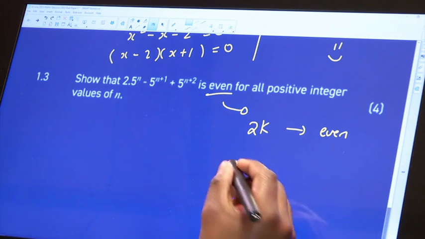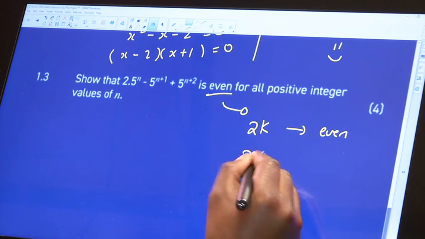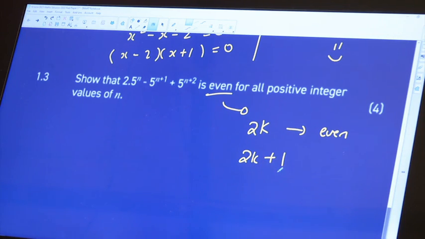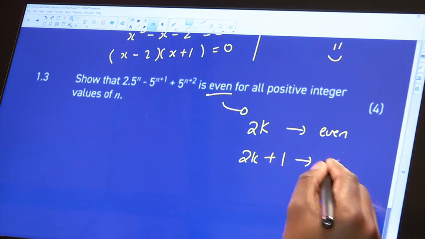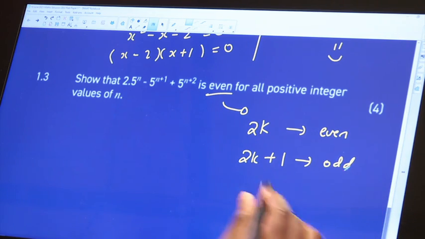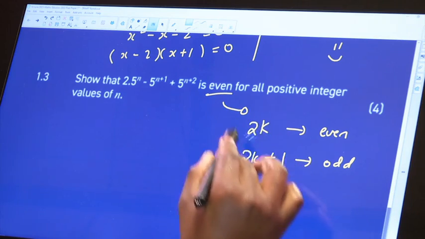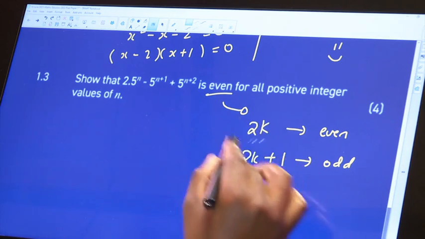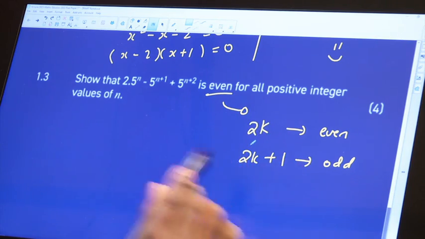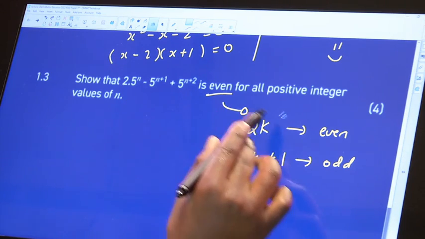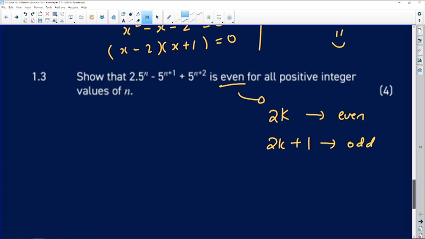Now, what makes something odd? What makes something odd is if you have an even number and you add anything odd, it's going to make the whole thing an odd number, okay? So we just have to try and prove that what we are looking at is a multiple of 2, okay? Whatever this is, we need to show that this is going to look like this to some extent, right? Now, let's look into it closer.